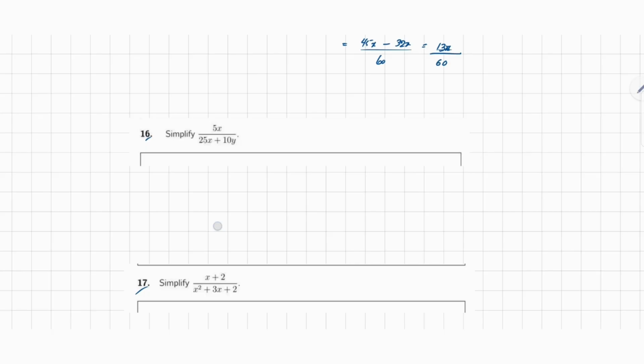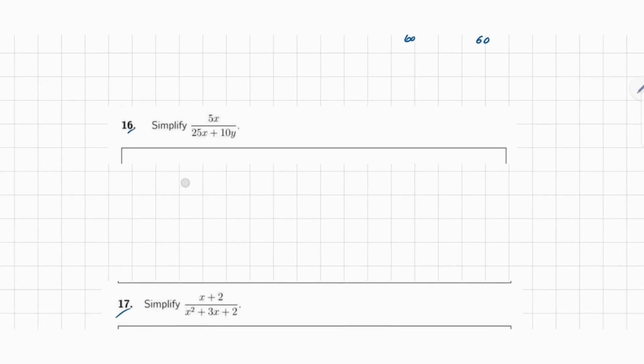Now let's do question 16. We have to simplify the given expression. We have 5x over 25x plus 10y. We can take out the common factor from the denominator. Here 5 is a common factor, so that's 5 times 5 gives us 25 plus 2y, 5 times 2 gives us 10. We have 5 over 5, which is 1, so that gives us x over 5x plus 2y.